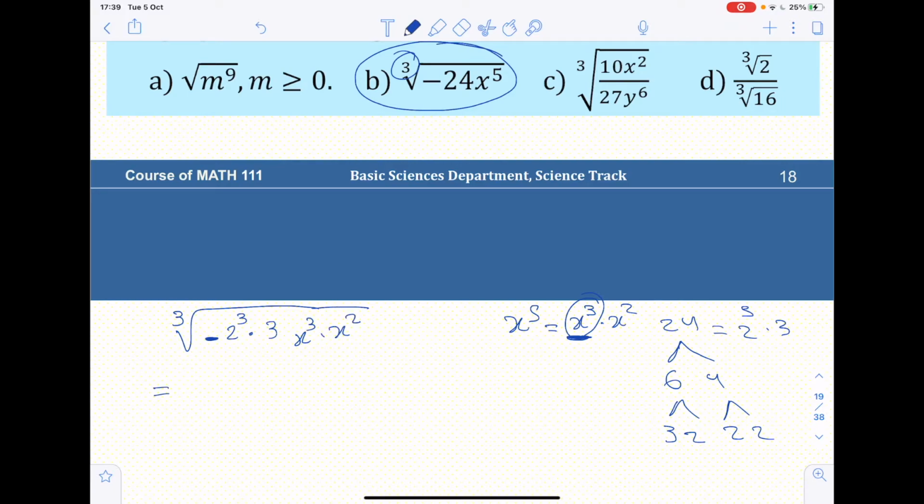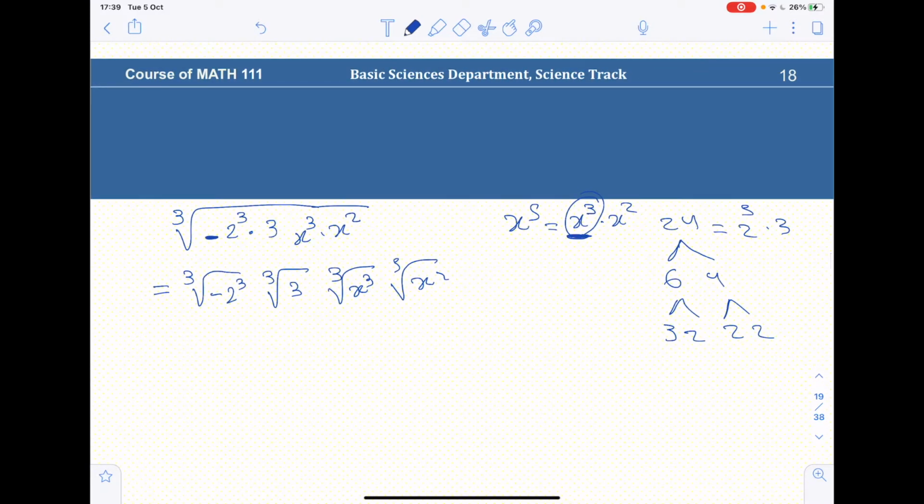So now you can distribute the root if you like. 2 to the power 3, the third root of 3, the third root of x to the power 3, and the third root of x squared. Okay, so this one would cancel this one. Then you're left with negative 2. And for this one also, you will be left with x. But for the rest, they will stay the same. So I can put them under one root, it's fine. So the third root of 3x squared.